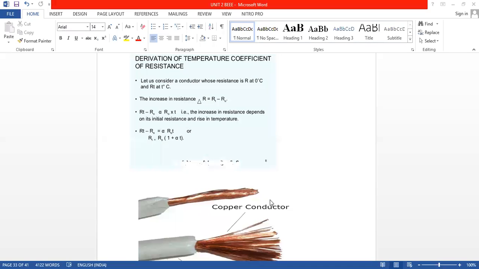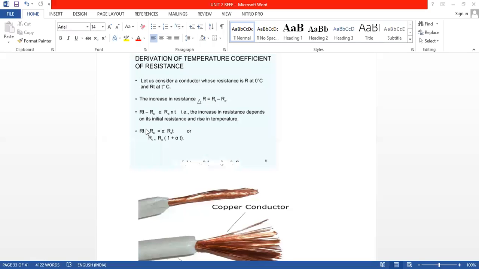Let us take an example. First the resistance value is 5, and after a certain period of time the resistance value has become 10. So the 10 depends upon the initial value. What is the initial value? 5. Therefore, the change in the value of resistance is directly proportional to initial resistance into temperature, as we have written here. Now, Rt minus R0 is nothing but delta R.